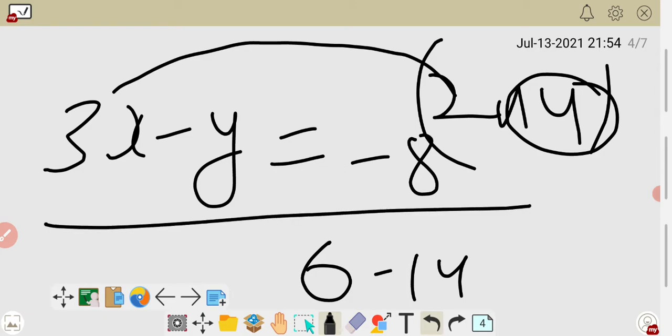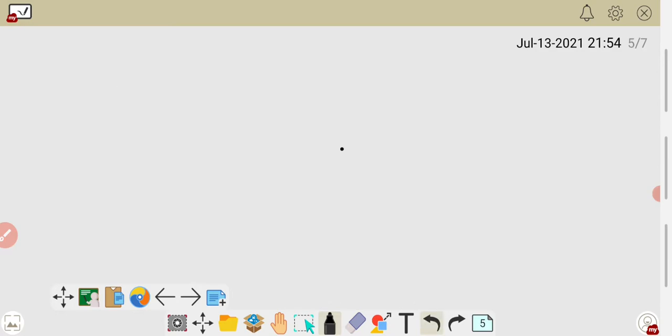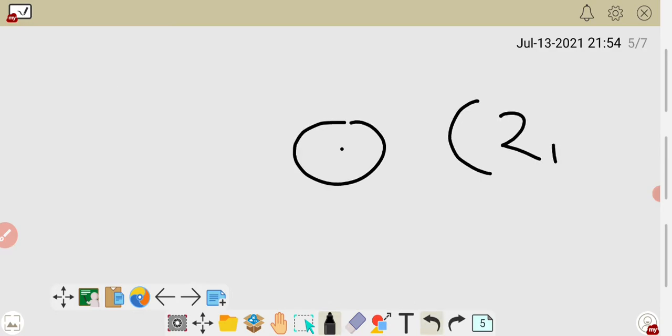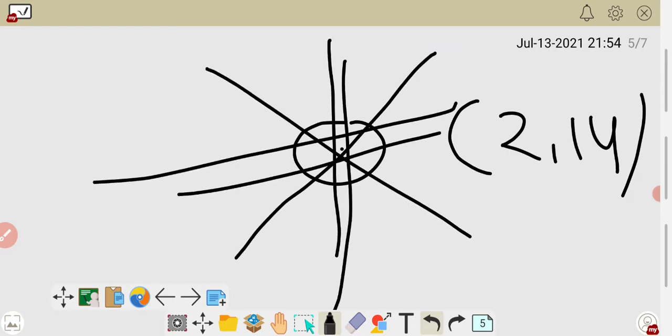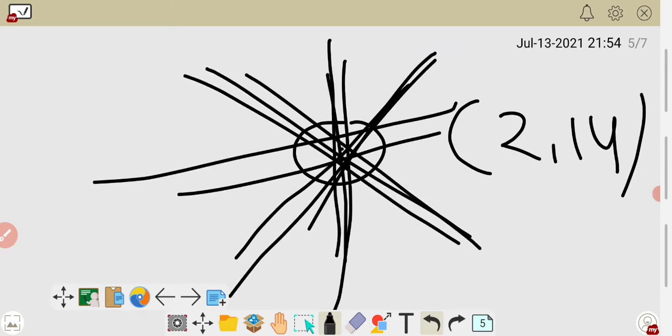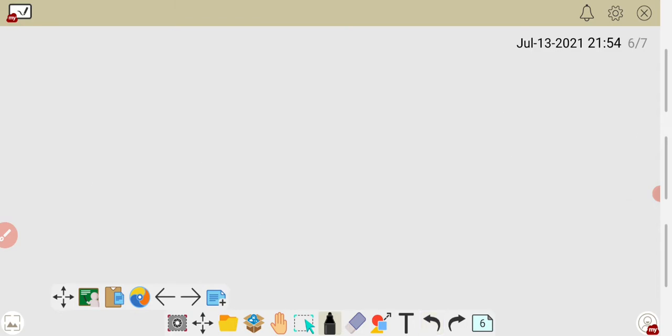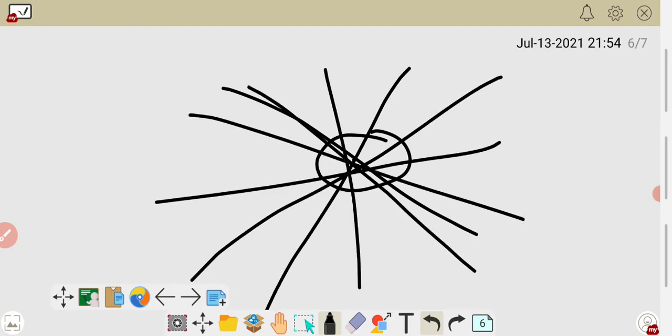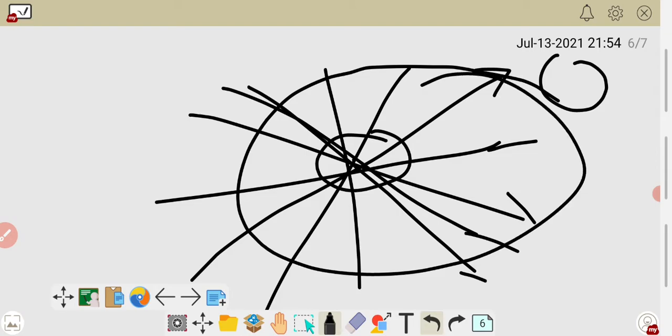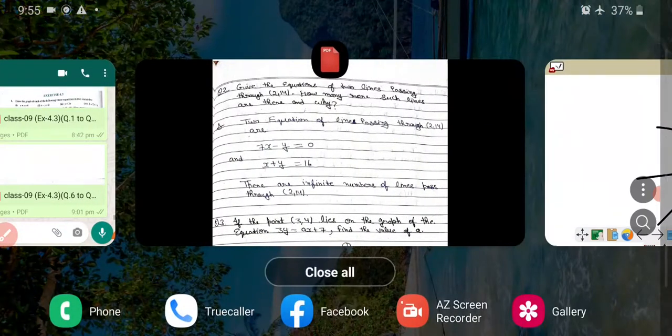Okay, so for any single point, if you have 2 comma 14, how many lines do you have to draw? Infinite number of lines which pass through a single point. So how many lines are there which pass through a single point? Infinite number of lines you can make. So for every line you have one different equation. It means that there are infinite number of linear equations in two variables.